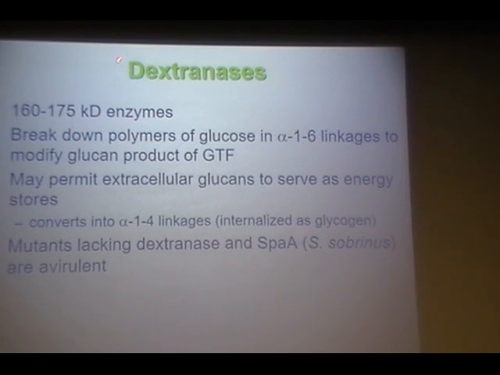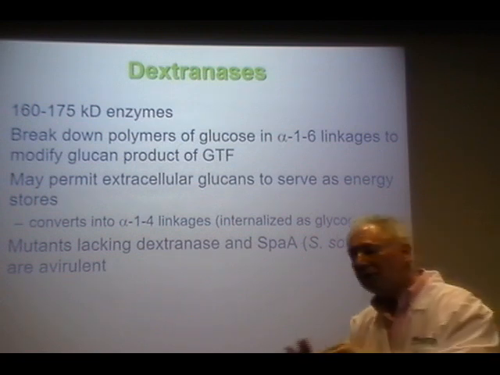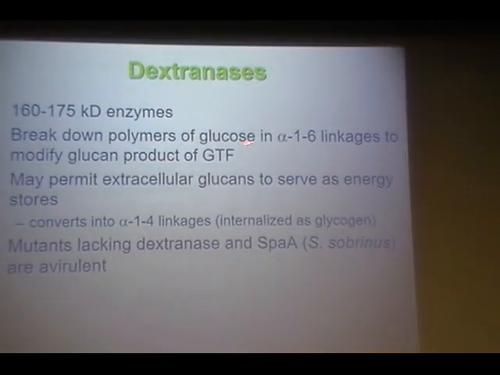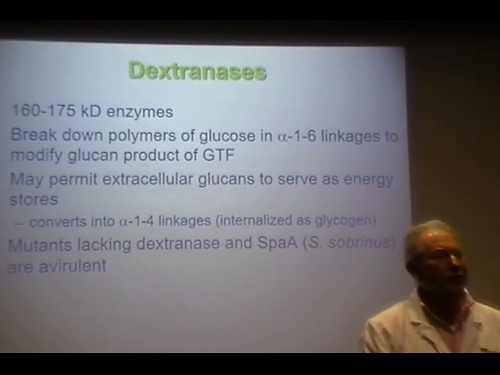What happens is dextranase then gets expressed, and it specifically breaks down polymers of glucose in the alpha-1,6 linkage. So they modify the glucan product of the glucosyltransferase. The glucan product changes, and it becomes more of an alpha-1,3. But what happens in response to the breakdown? It converts this into an alpha-1,4 linkage. And that's internalized as glycogen.